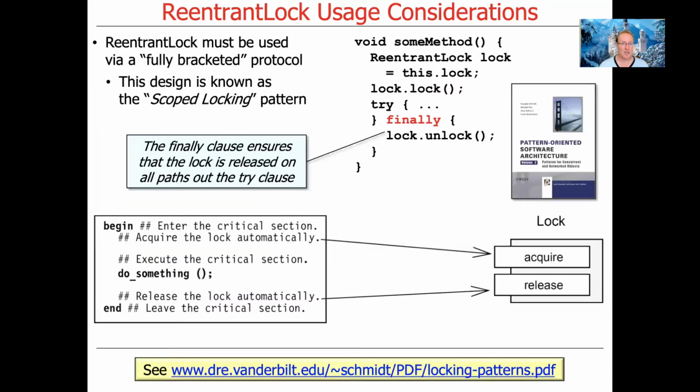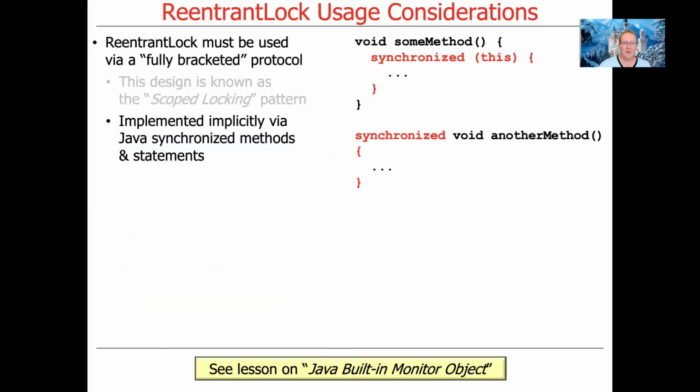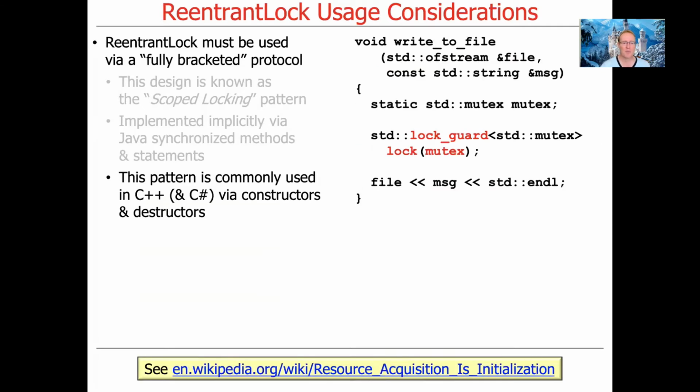This is actually known as the scoped locking pattern, which is a pattern I documented about 25 years ago. You can read about it in the POSA book, or you can take a look at the link at the bottom of the page. And this is implemented in Java by using a try finally block. You can also do the same type of pattern implementation by using synchronized statements or synchronized methods, as you can see here. That's part of the Java built-in monitor object, which we'll cover later in the course in more detail.